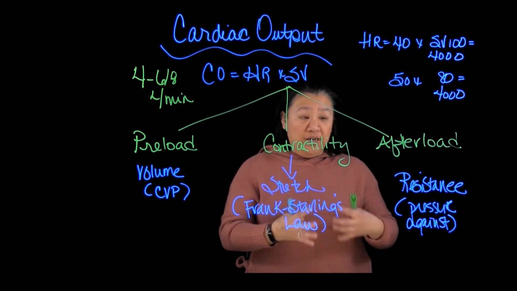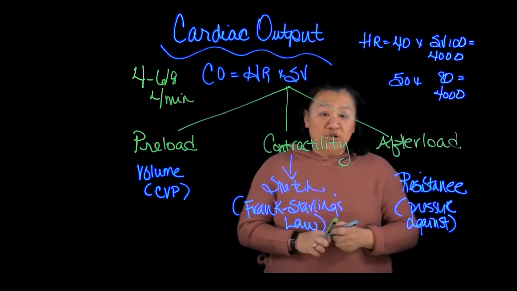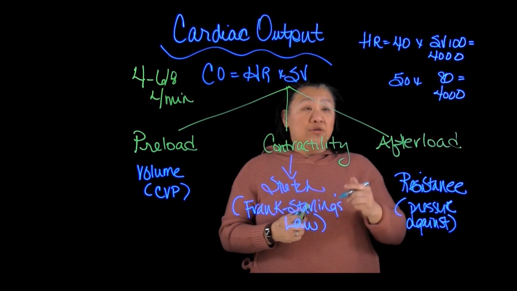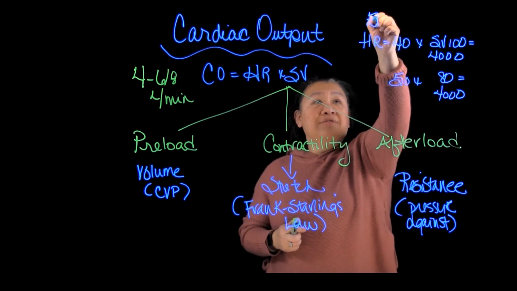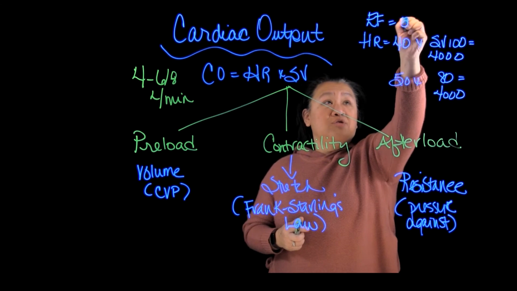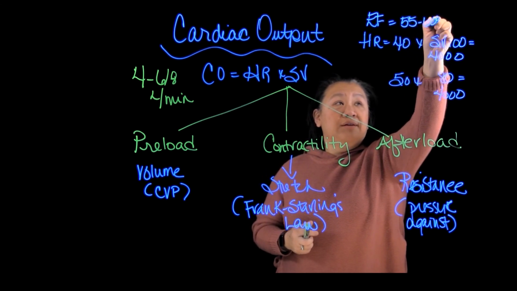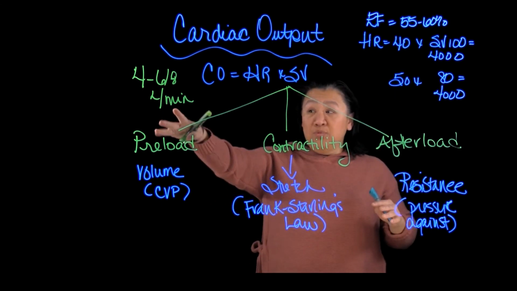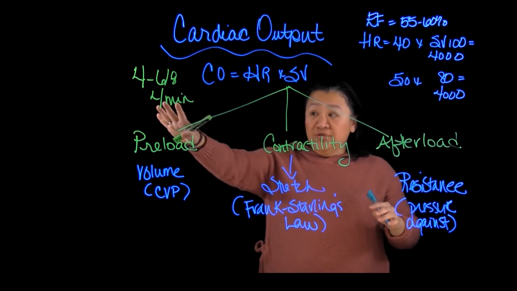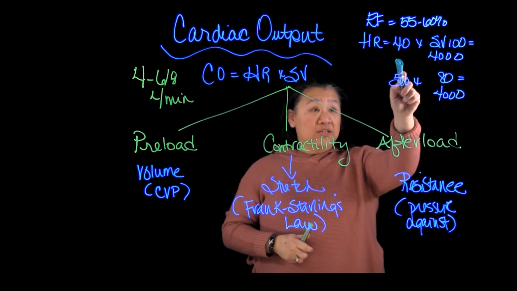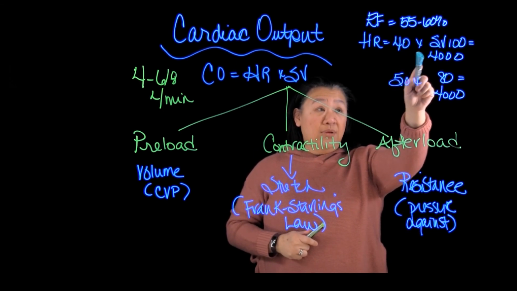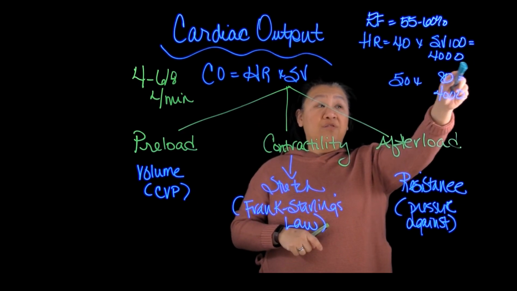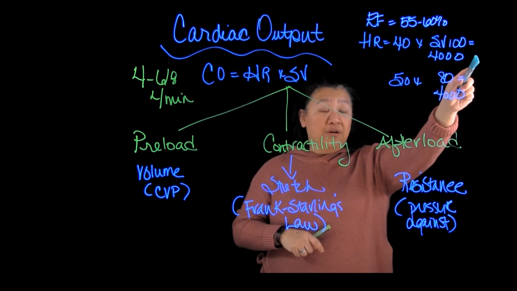Let's talk about ejection fraction. Ejection fraction is the percentage the left ventricle pumps out to circulate to the rest of the body. EF should be somewhere around 55 to 60%. That's a percentage, but you still have cardiac output, which is around 4 to 6 liters a minute. But look at the heart rate. Say a well-trained athlete has a heart rate of 40 and a stroke volume of 100. Now you have 4 liters of cardiac output.